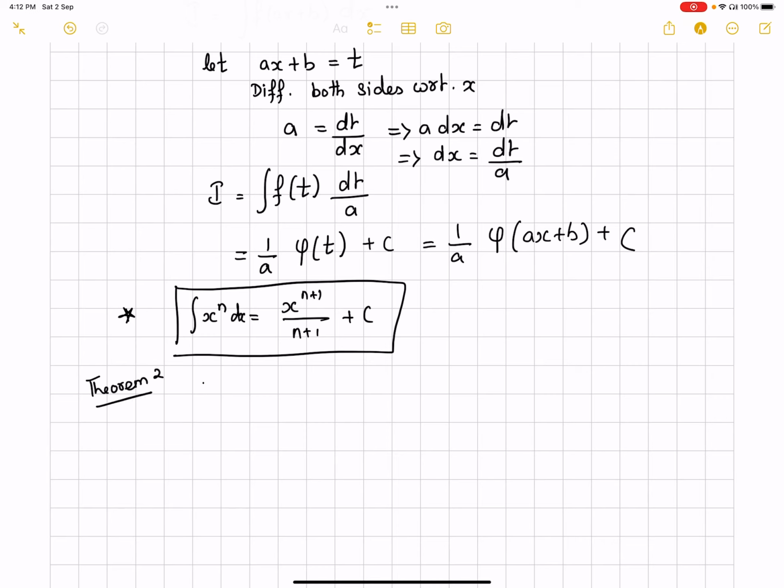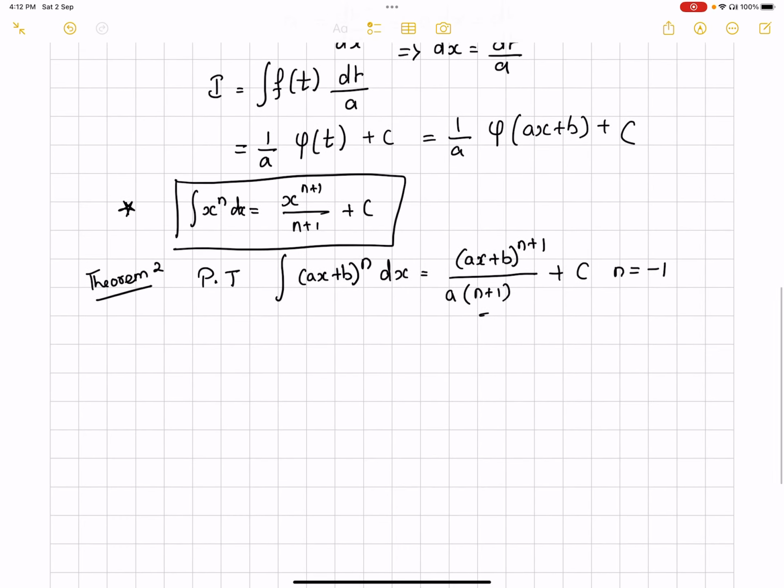Theorem 2. Prove that, I'm writing PT for prove that, integral ax plus b whole to the power n dx is equal to ax plus b whole to the power n plus 1 divided by n plus 1 into a, plus c. And then mention n is not equal to minus 1, because the term here should not become not defined. That's the reason. Okay, now let's start our proof.